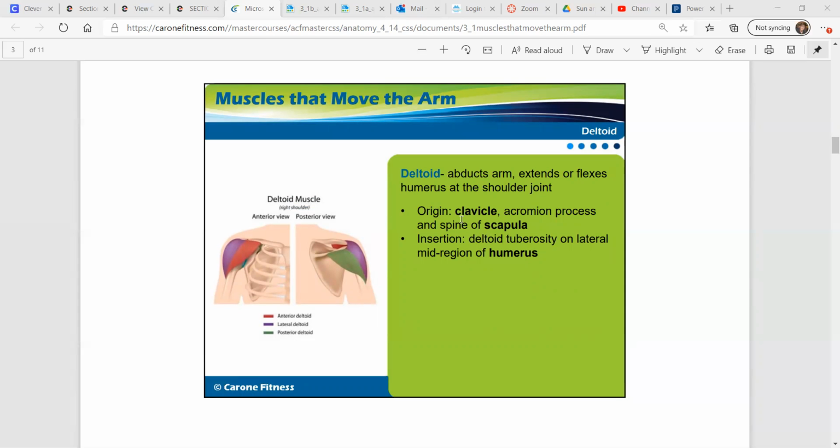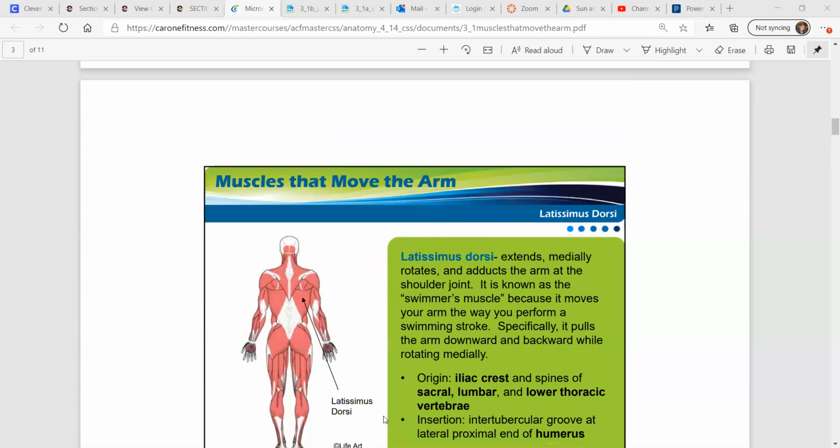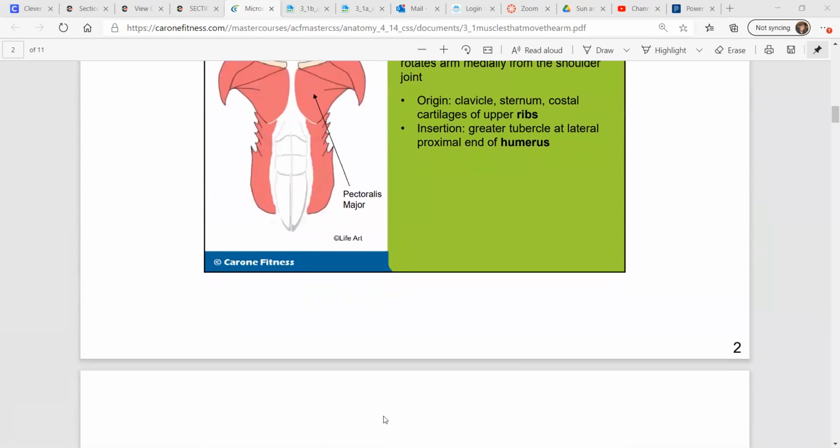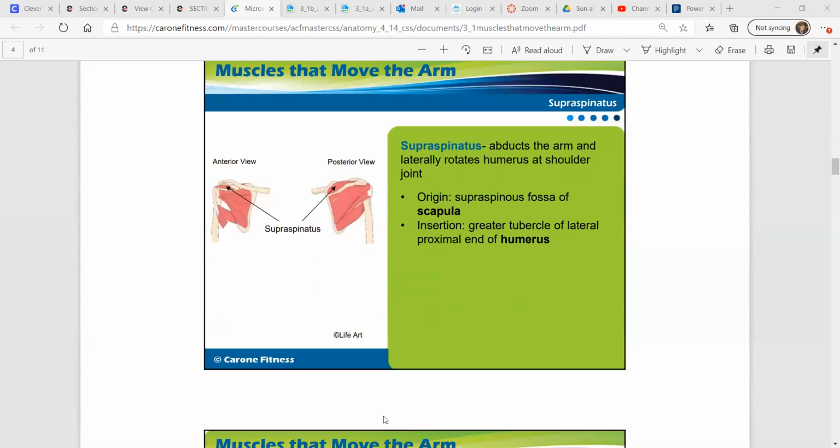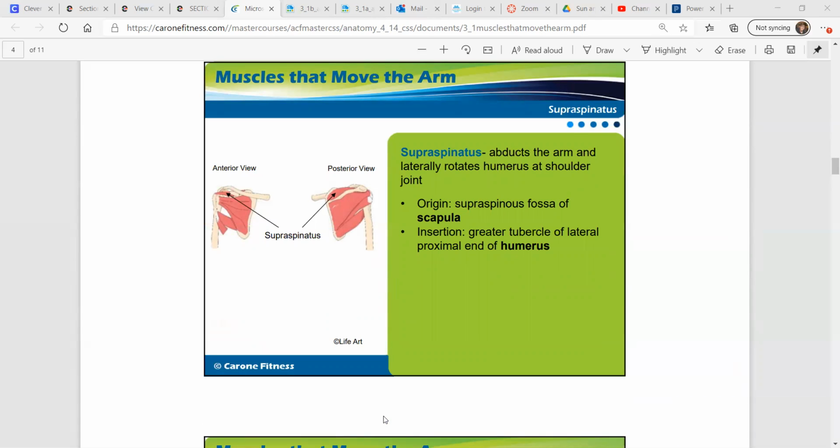The deltoid abducts the arm, extends or flexes the humerus at the shoulder joint. Origin, clavicle, acromion process, and spine of scapula. The insertion point, the deltoid tuberosity on the lateral mid-region of the humerus. So origin, think they start at the scapula and then the insertion point is the humerus. So if you notice a pattern here, all the insertions are near the humerus, right? So it'll originate at the scapula and then end with the humerus or some part of the humerus.